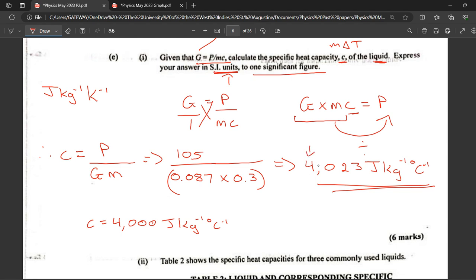Because the first significant figure is 4, you look for the number after 4, which is 0, which means that we do not round off the 4 to 5. So it could just be 4 and then you put 0 for everything else. So 4,000. That is the answer to one significant figure there. Understand this?